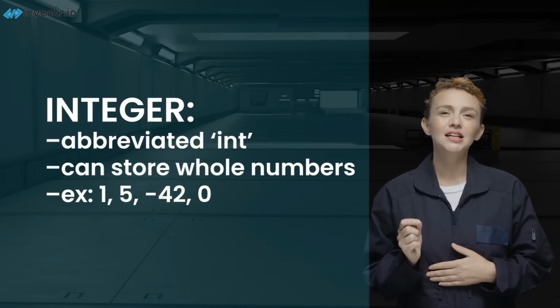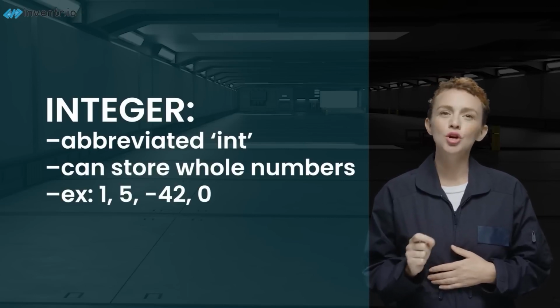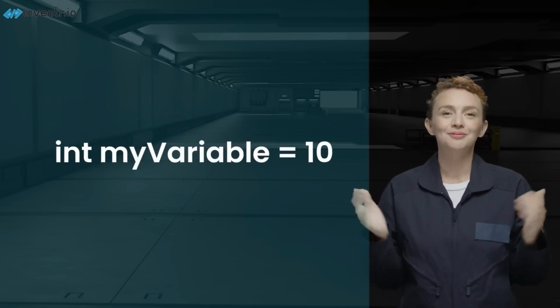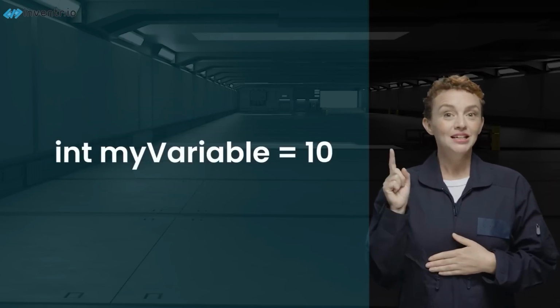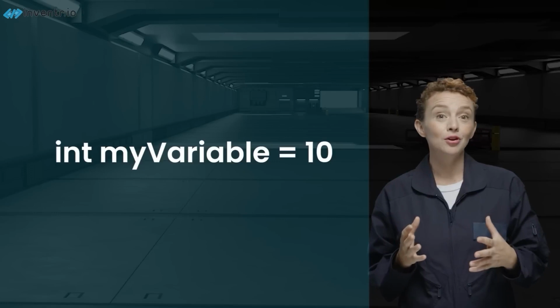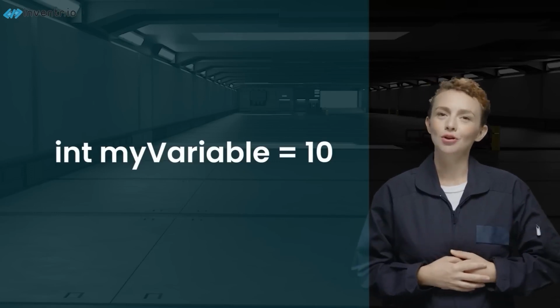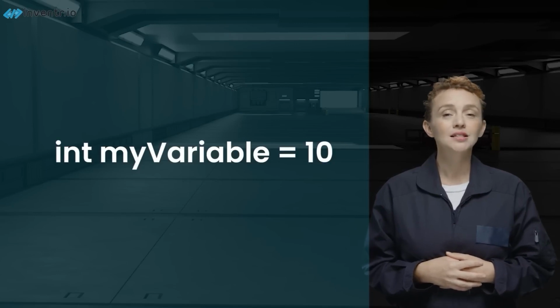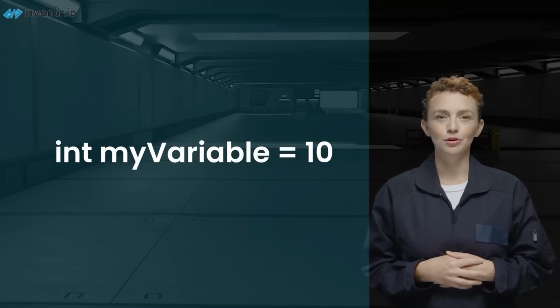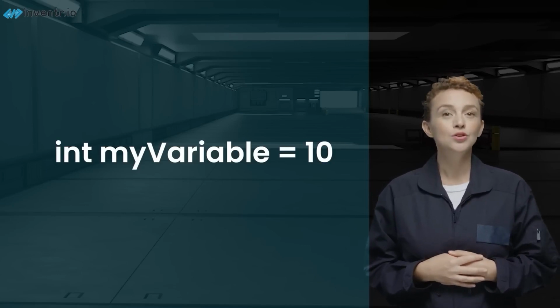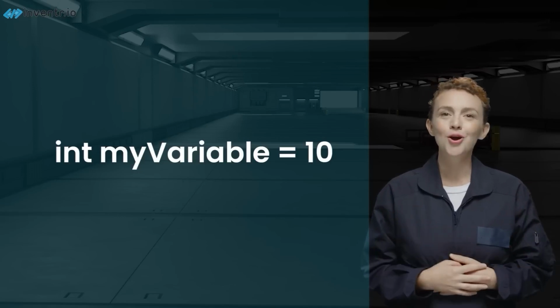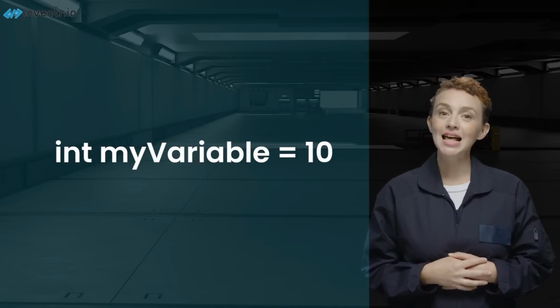The syntax to declare an integer variable in your code looks like this. Here, int is the data type. My variable is the variable name, and 10 is the value that we're storing in the variable. The equal sign is how we assign a value to a variable. Now, every time we use my variable in our code, it represents the value 10.